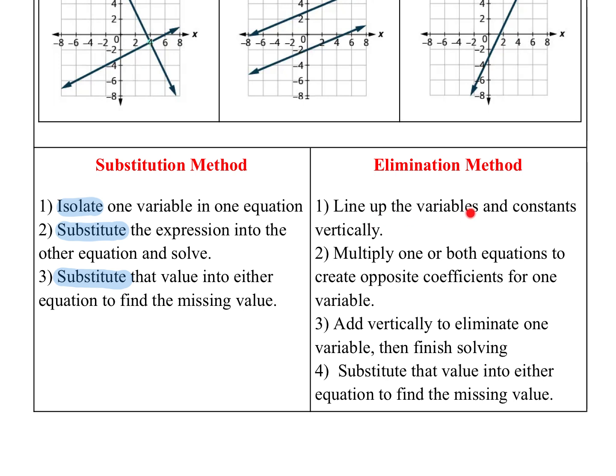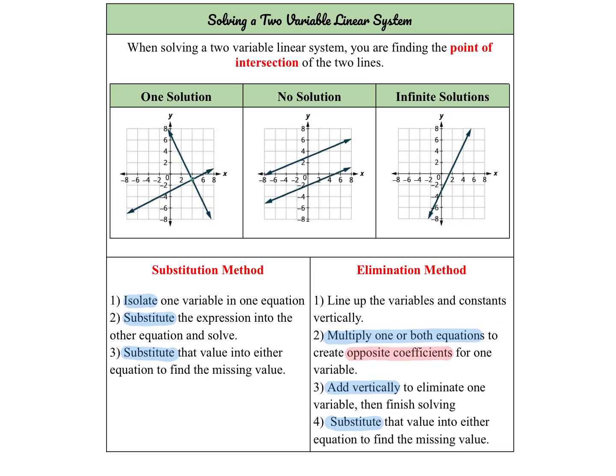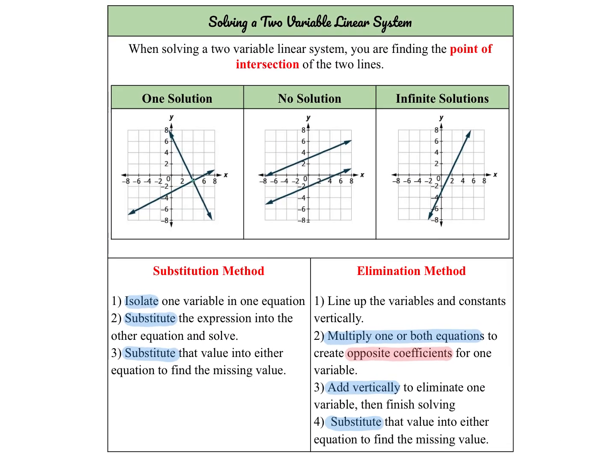So we're going to line up our variables and constants vertically, and then we sometimes will need to multiply one or maybe both equations to create, here's the important phrase, opposite coefficients for one variable. So for example, we'd like it to say positive 2x, negative 2x, or negative 7y, positive 7y. Because if we do that and we add vertically, it eliminates one of the variables, and then we just are able to finish solving, and then we back substitute to find the missing variable. So we'll review both of these methods today.